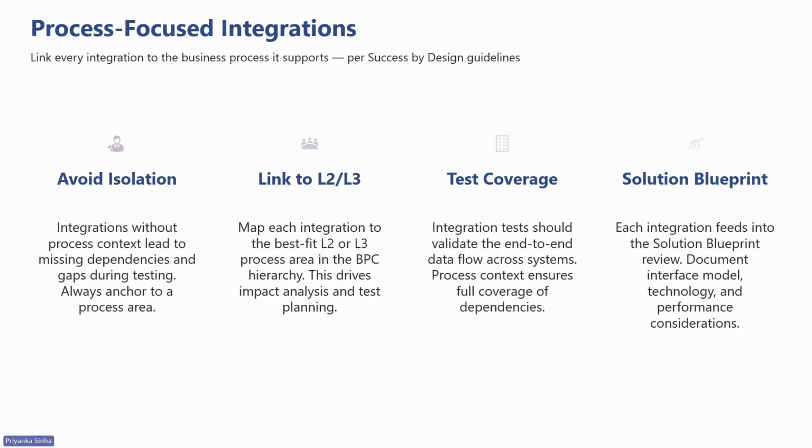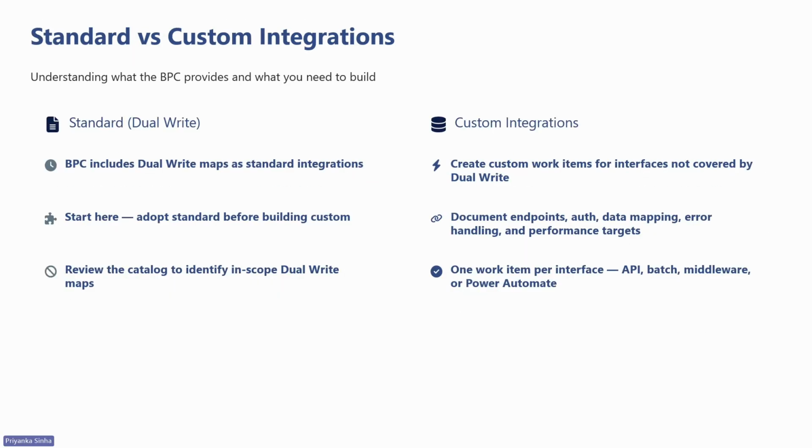Now, not all integrations are created equal. Let's talk about standard versus custom. There are two categories you will work with in BPC: standard integration and custom integration. Standard integrations are your dual write maps, which you get as part of standard integration. The BPC already includes these as predefined integration work items. They're there. You have to start from there.